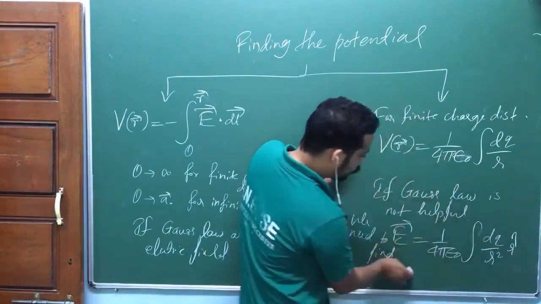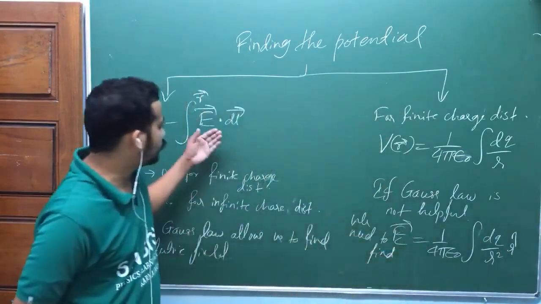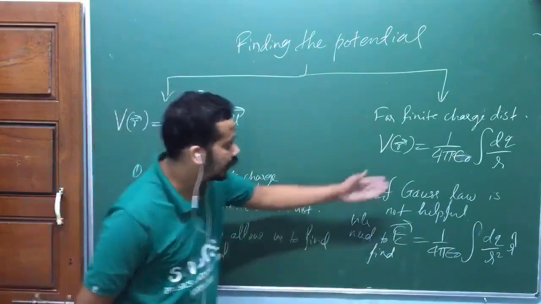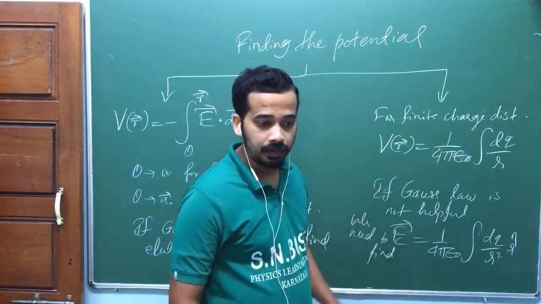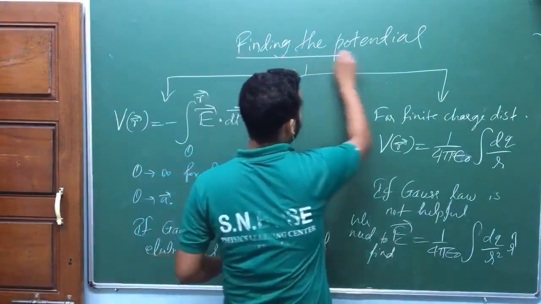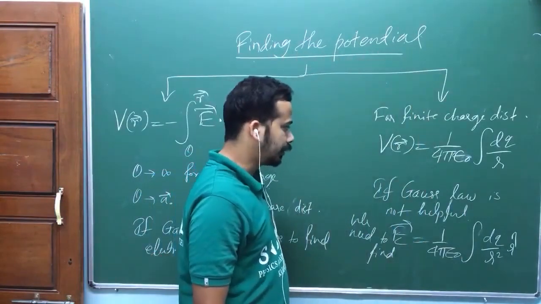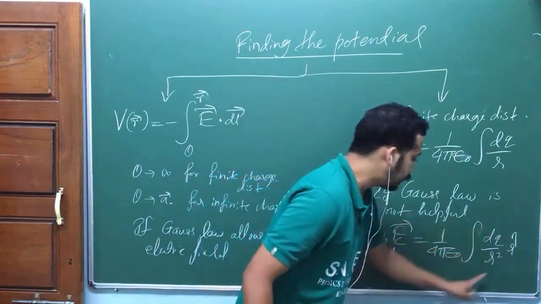Look at these two integrals. You find the electric field, then you go for this line integral to find the potential. That is meaningless. You directly do this integral. This integral is easier than this integral. Finding the potential is the target. Is that okay?